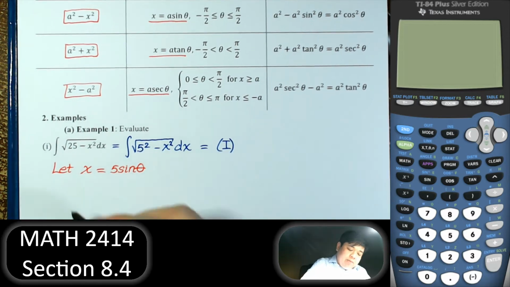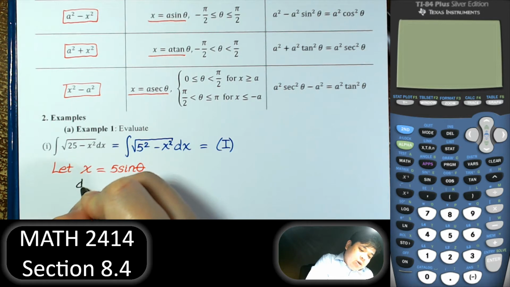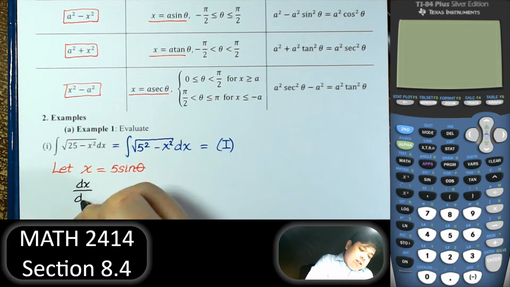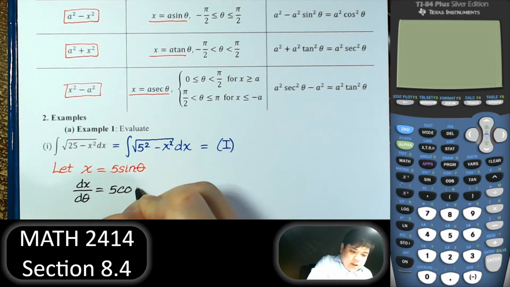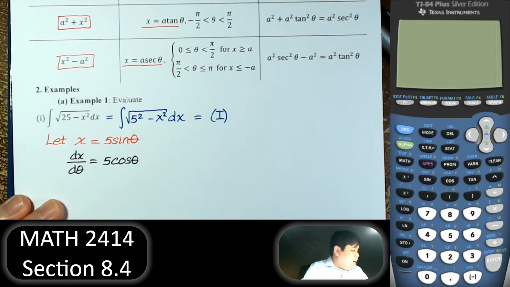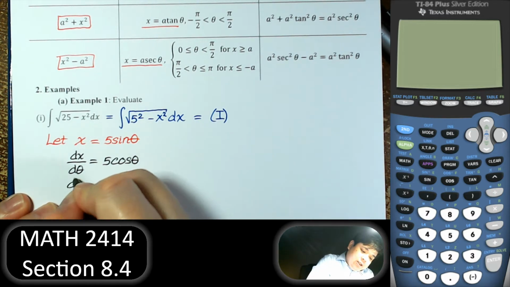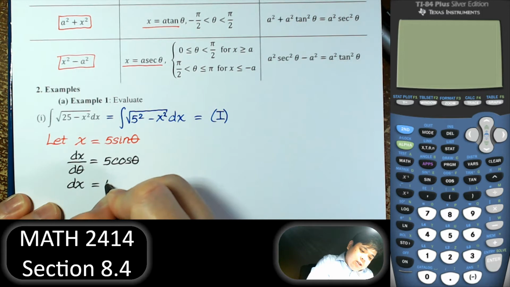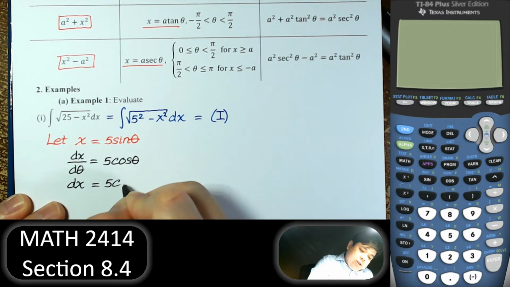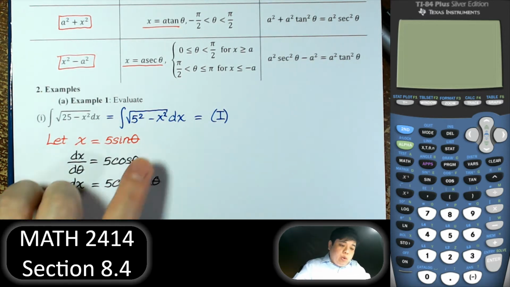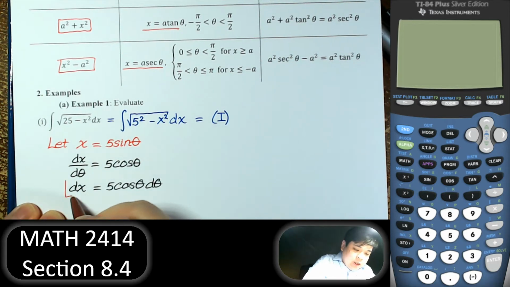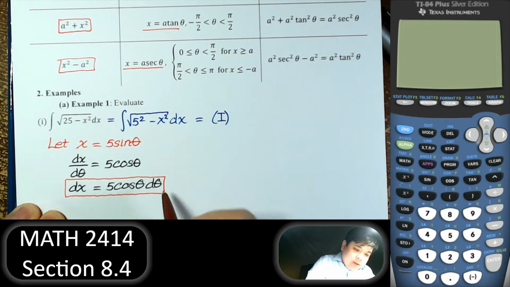And then, just like every substitution problem, we check the derivative and then we solve for dx. So dx over d theta, the derivative of sine is cosine, and then we move the d theta. And that will substitute into dx. So there's nothing new here. Right.